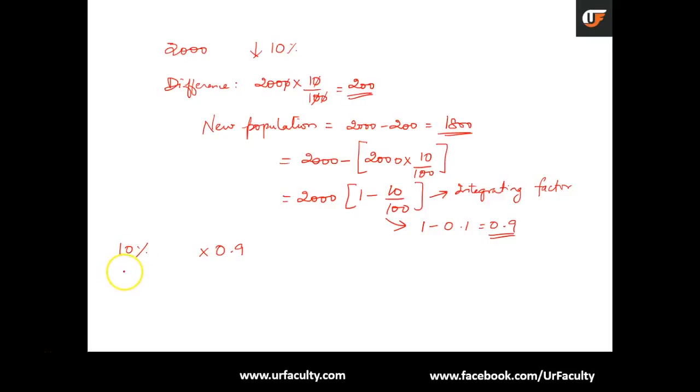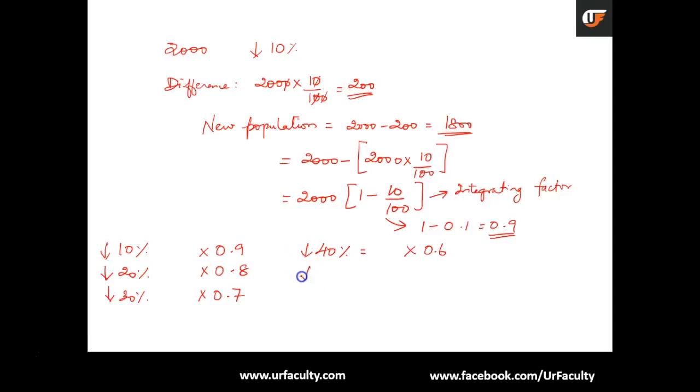Now let's quickly think about 20%. What would it be? It basically means 1 minus 20 by 100, which would mean 1 minus 0.2, which would be equal to 0.8. So for 20% it became 0.8. For 30%, you need to multiply it by 0.7. For 40%, you need to multiply it by 0.6. Remember, they are all decreases.